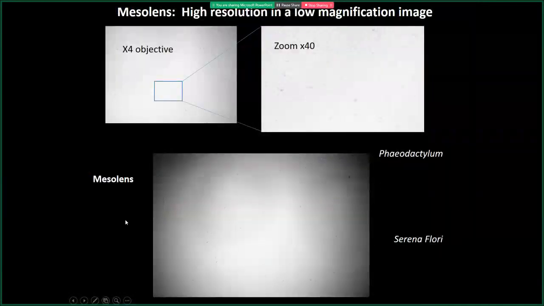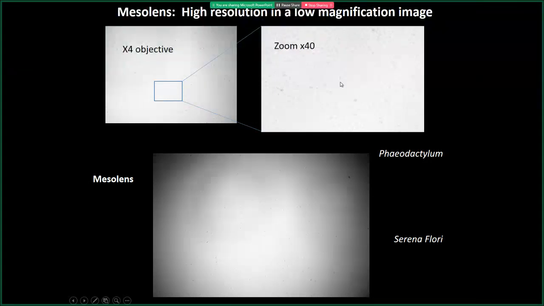I'm just going to show you some examples of what the Mesolens can actually do. If we took a wide field image of, say, approximately 3 by 4 millimeters with a ×4 objective on a normal microscope, this is a bright field image, you would see something like this. This is a culture of our diatom Phaeodactylum taken with a ×4 objective.